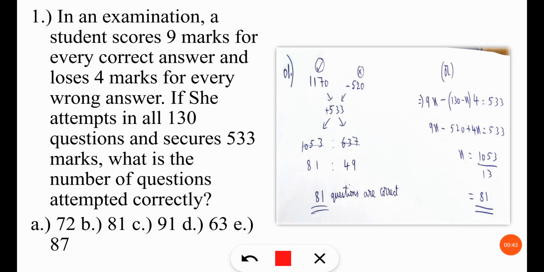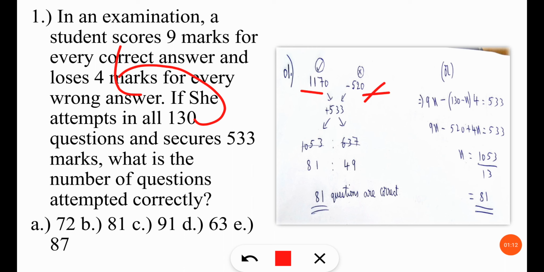Let us consider all the questions have been marked correctly. Then it becomes 130 into 9, that is 1170. We will solve this question using the allegations and mixtures method. And let us consider all the questions have gone wrong. That is 130 into 4, that equals 520. This is minus 520 because these are negative marks.